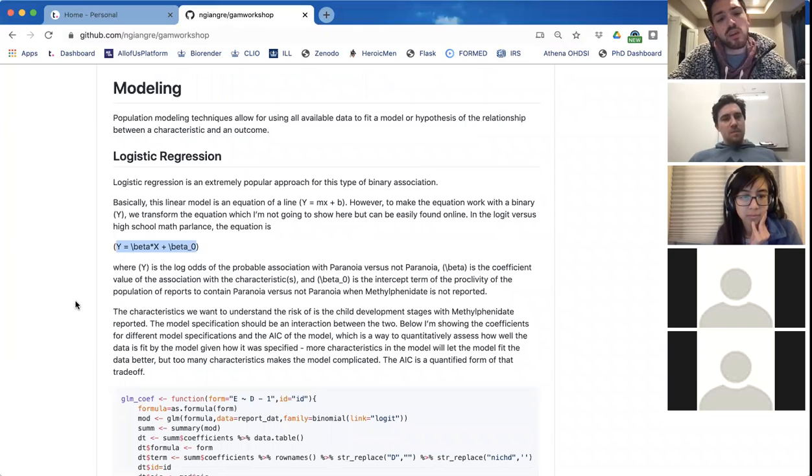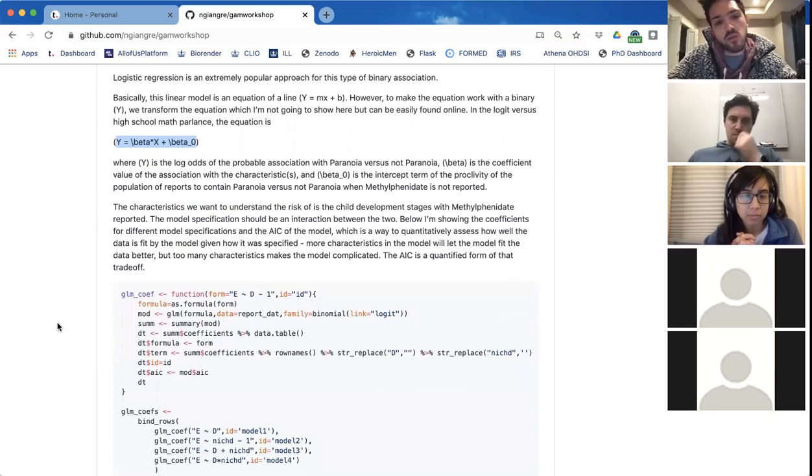So you would be computing the log odds of the probable association with paranoia versus not paranoia. And the betas are called the coefficient values for the association with the characteristic, and the beta naught, that you also see in the equation, is the intercept term of the probability of the population reports that contain paranoia versus not paranoia, when methamphetamine is not reported.